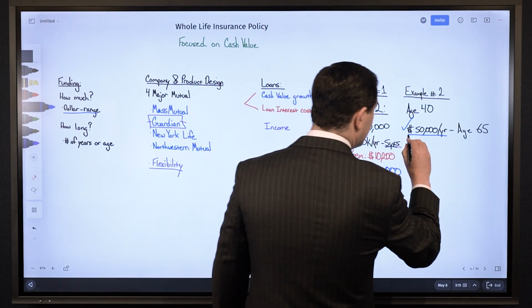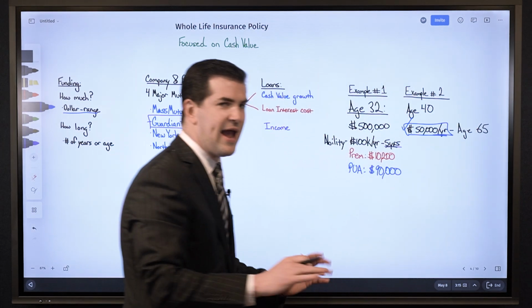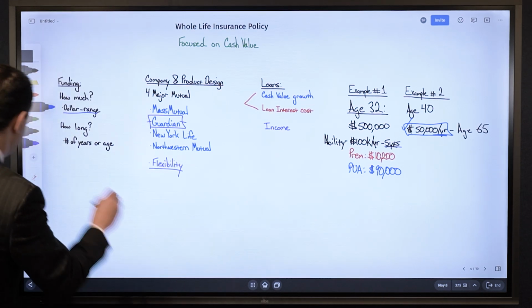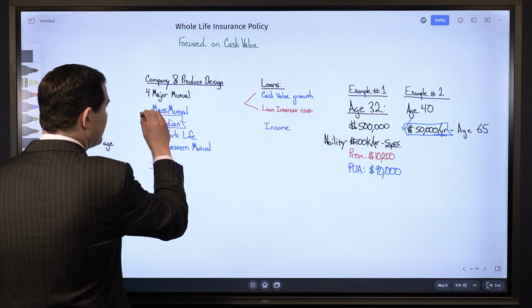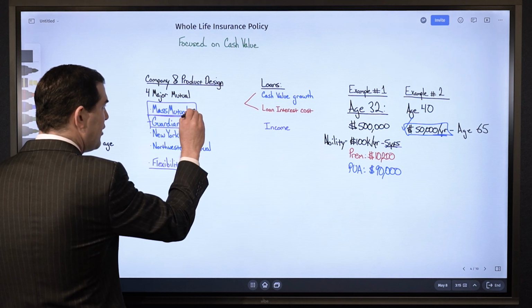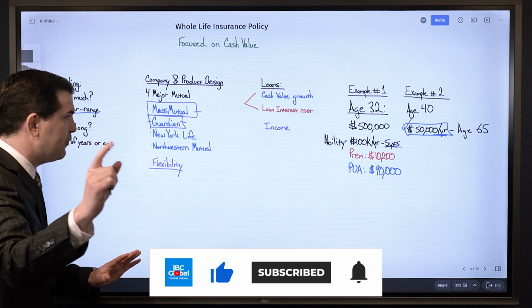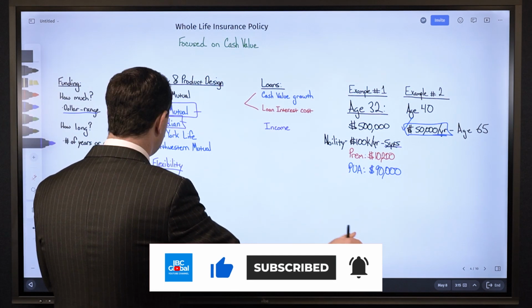I'm comfortable with the 50K payment every year. Cash flow's there, like I can handle it. This is what I want to do. Okay, in that particular case, MassMutual works fantastic with how you can design their policies if you're comfortable with a one-time per year payment. So MassMutual works really, really well.